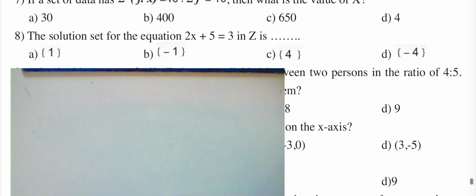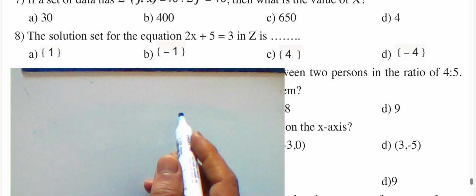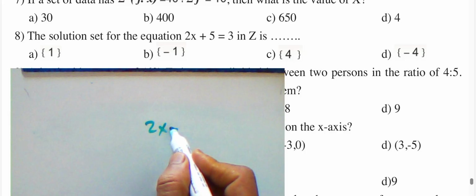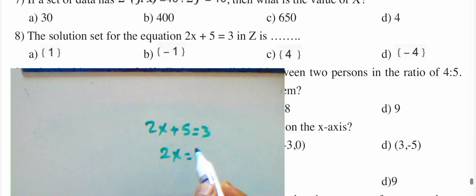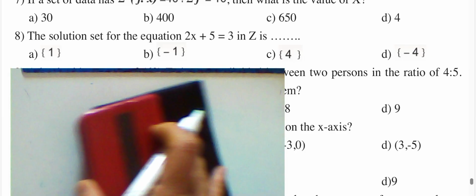Next question. Solution set of the equation in Z. We have 2x plus 5 equals 3. Move 5 to the right-hand side: 3 minus 5 is negative 2. Then we divide by 2, so x will be negative 1. The value of x here equals negative 1.